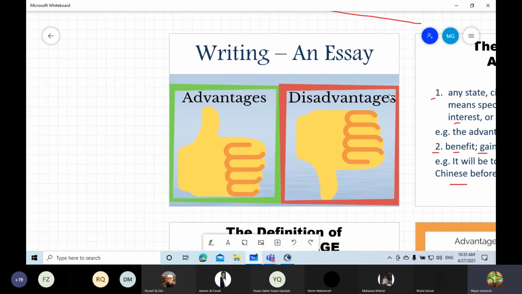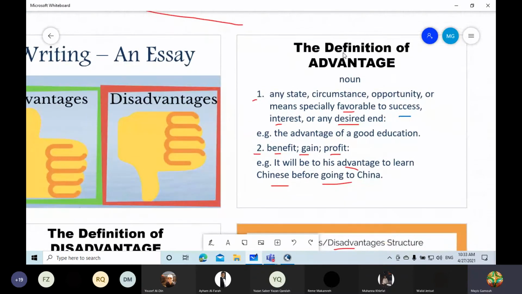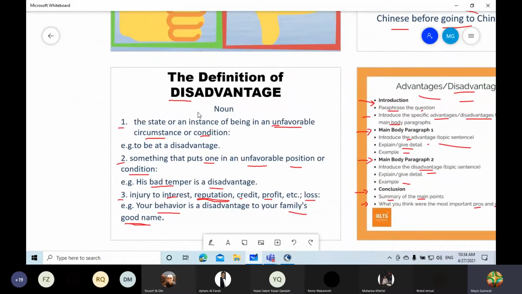In yesterday's class, we discussed the definition of the word advantage, and we said it is a state or a circumstance, an opportunity which is favorable, and this was the key word to success, interest, or any desired result. We said we have a couple of synonyms for it: a benefit, a gain, a profit. We also discussed the opposite word, disadvantage, with the prefix that gives the opposite meaning of the main word advantage. We said it is an unfavorable circumstance or condition.